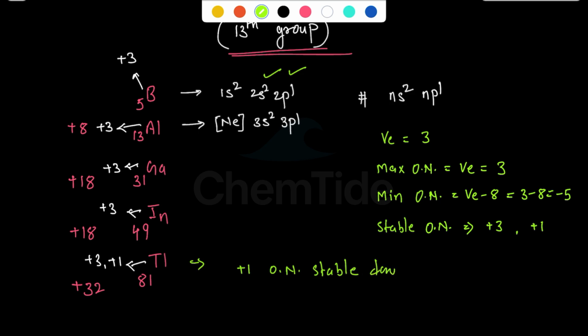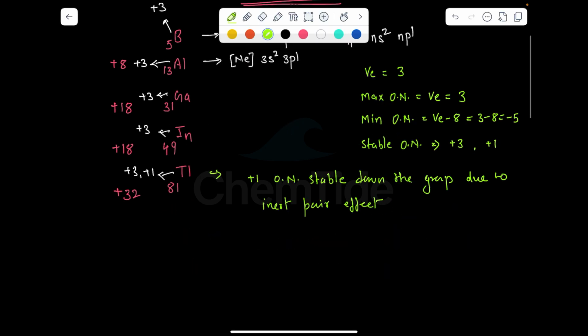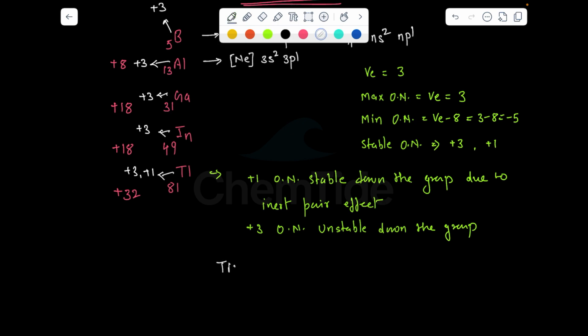down the group due to the inert pair effect, where the plus 3 oxidation number is unstable down the group due to the inert pair effect. So it's very obvious that if I write TlCl3 and TlCl, TlCl is more stable compared to TlCl3, and similarly the monochloride is more stable due to the inert pair effect. So down the group, the plus 1 oxidation state increases in stability and the plus 3 oxidation state decreases.